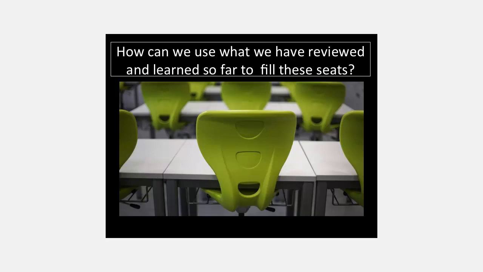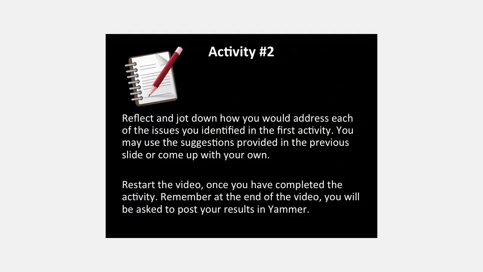Now take a moment to think of your own examples or ways that you can improve how our learners learn. So for activity 2, you're going to need about 5 minutes for this activity. Reflect and jot down or type into your notepad how you would address each of these 6 assumptions in the learning activities that you create.